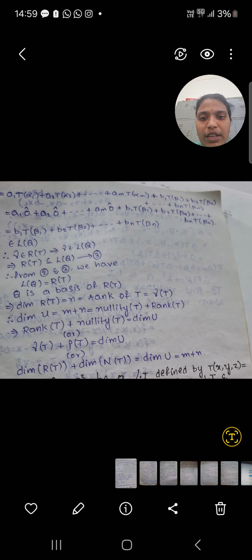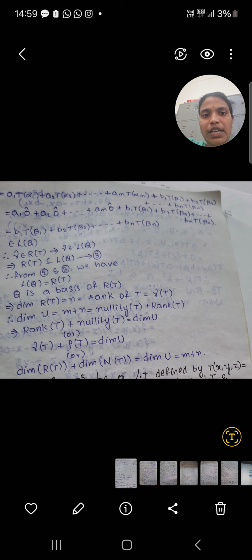Dimension of R(T), rho of T, and rank of T: these three are the same terms. Rank of T, dimension of R(T), rho of T are the same. Nullity and dimension of N(T) are also the same. These three words are the same, and we can use them anywhere.